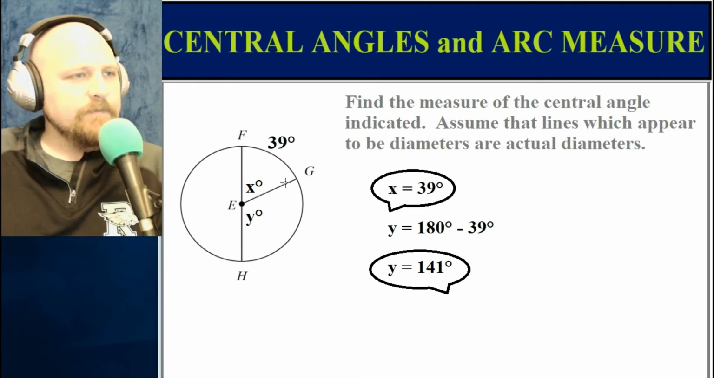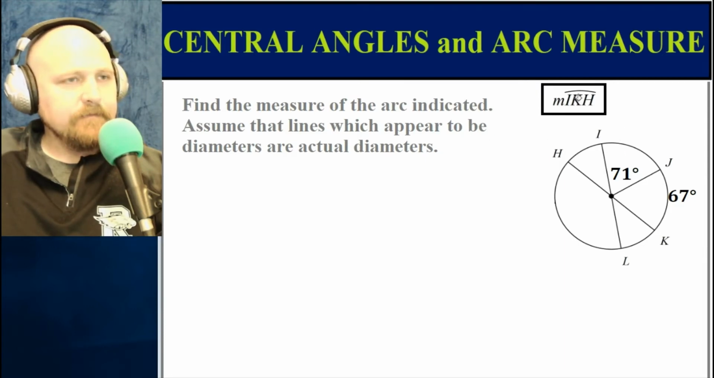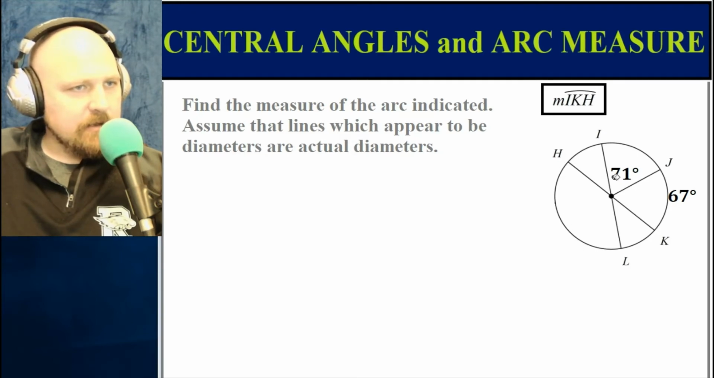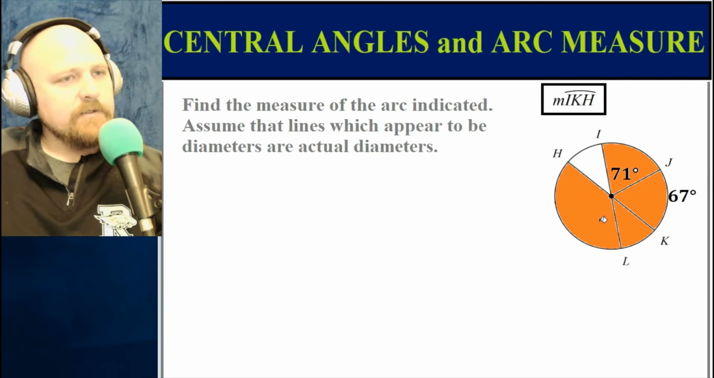So in this example, we are trying to find the measure of the arc indicated. That arc is this major arc IKH, keeping in mind that major arc must go in the direction of the letters. So we got to go I to K to H, which means these are the 4 arc measures that we have to add together.